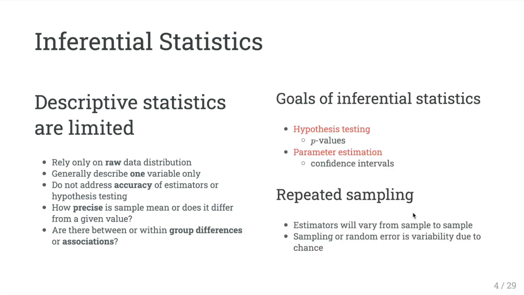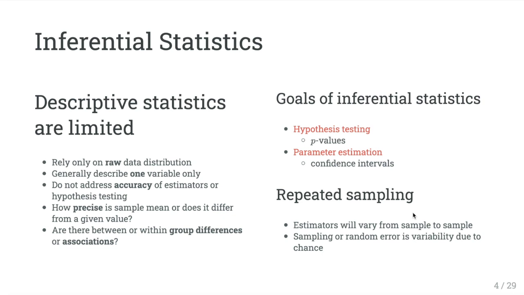When it comes to inferential statistics, we want to be able to test a hypothesis. We're going to frame it around very specific versions of hypotheses that will help us understand what our data are telling us. And we're going to be using p-values for that. We're also going to be talking about parameter estimation using confidence intervals, where we're going to try to estimate how big an effect is or how strong a relationship is.